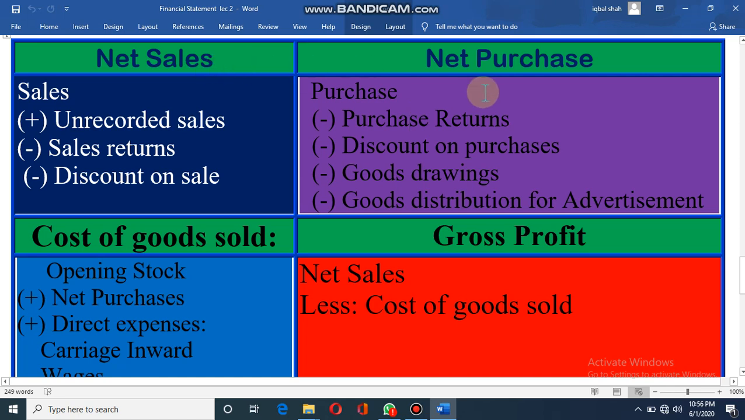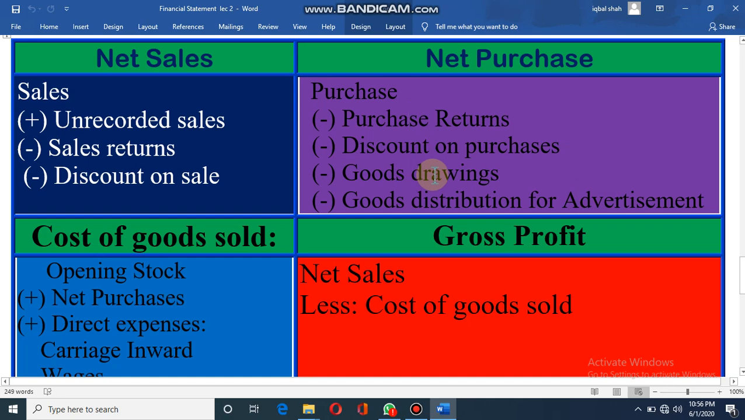Net purchase, just 2 items is more: goods drawing and goods distribution. Dear student, be very careful. Goods drawing, it will be in adjustment, and goods distribution for advertisement, it also will be adjustment. Dear student, in the trial balance, in the question, all information will be given. Just you will find out it.